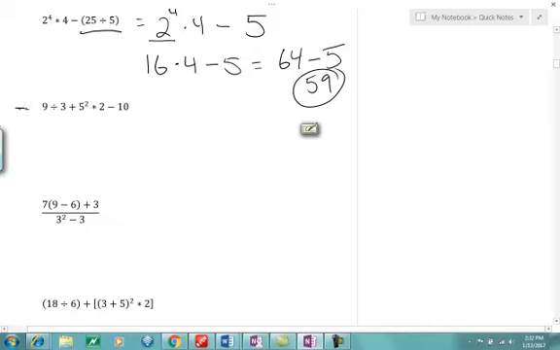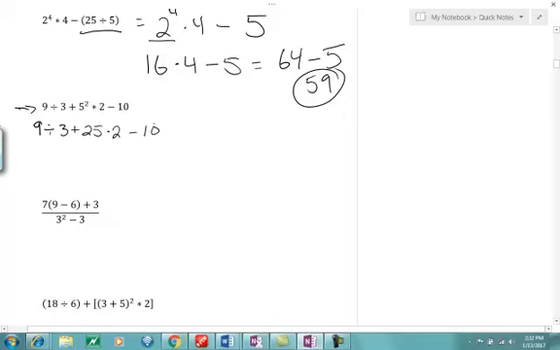If you notice this problem here, I do not have any parentheses, but I do have exponents. The one thing I want to mention is when I'm doing a problem like this, I'm going to do one step at a time. So 5 squared means 5 times 5, that's 25, times 2 minus 10.